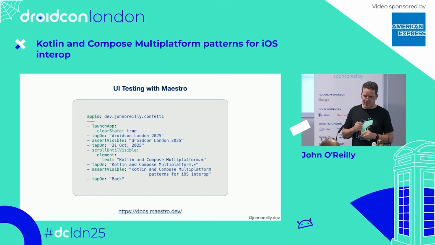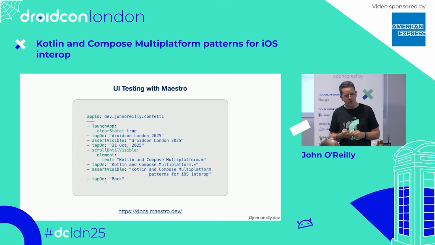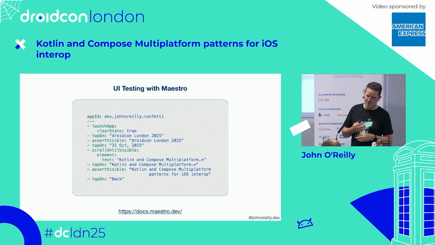And lastly, Maestro, a really nice UI testing framework that wraps around UI Automator on Android and XCTest on iOS. We can run the same script for both iOS and Android CMP clients, for example, with the option as well to run certain steps for each platform as needed.